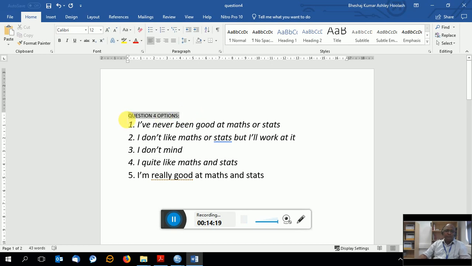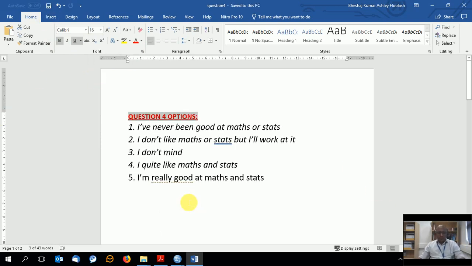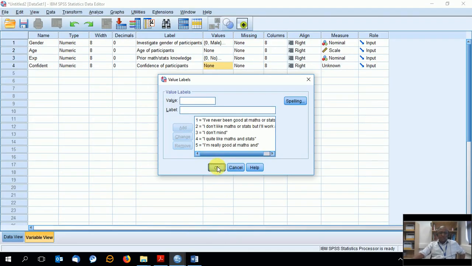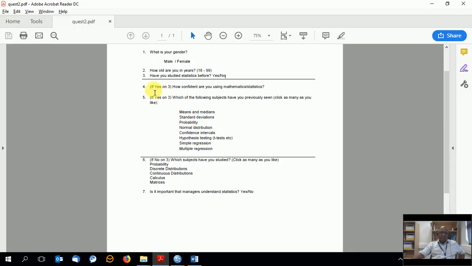Right. There you go. Okay. Now, let me spend some time here. So we have those 5 options. And as you can see from the questionnaire, only if someone answered yes to question number 3 can someone go to question number 4, which means there will be missing values coming from participants who answered no on question number 3. So again, please pause the video and think about it.